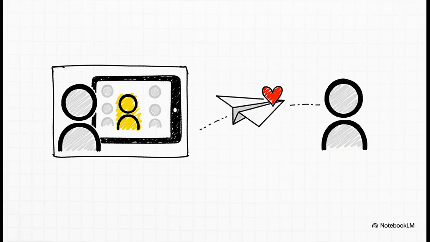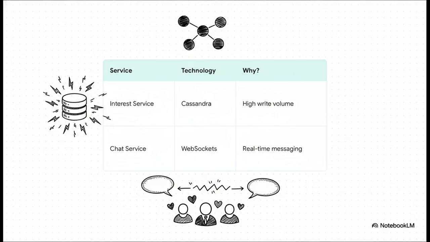Okay, so you're scrolling, and boom, you find a profile that looks really promising. The search and recommendation systems have done their job. Now it's your turn to take the next step, to make that first move by sending an interest. Now, making that connection involves two key services, and again, they use specific tech for each one.